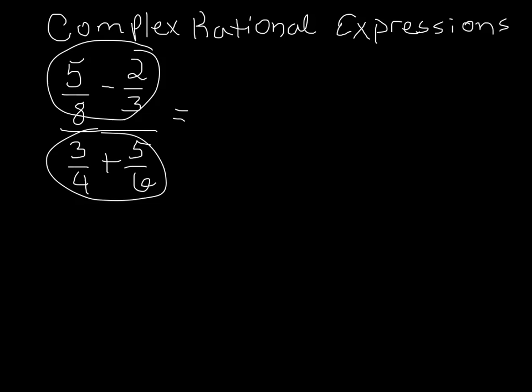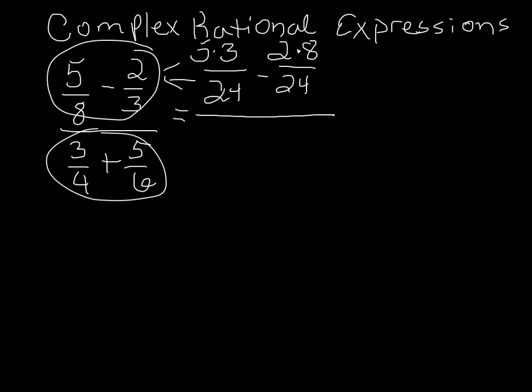So if you start on the top, right here, we want to find a common denominator for 8 and 3, which we will use 24. So 24, okay, so now 8 goes into 24 3 times. So I know that this will be 5 times 3. And 3 goes into 24 8 times. So I know that this is going to be 2 times 8. Okay, so that's our top.